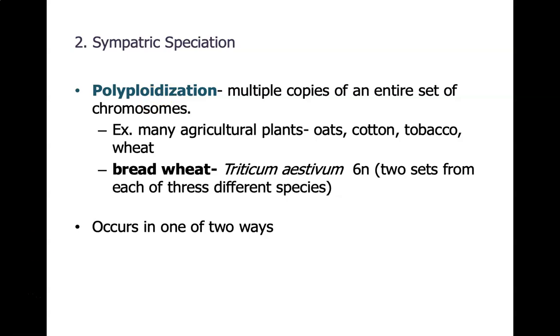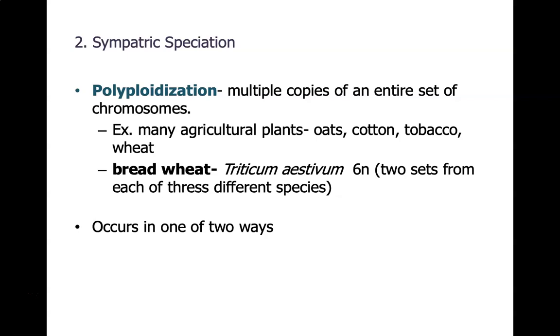So remember from our genetics unit, we were looking at organisms that were diploid and produced haploid gametes. So diploid means we have two copies of each set of chromosomes. Polyploidy means many or more sets, so more than two sets of chromosomes. This is really common in agricultural plants, oats, cotton, tobacco, wheat. For example, the most common bred wheat, Triticum aestivum, is a 6N. That means that it has 6 copies of each type of chromosome. It actually has 2 sets from each of 3 different species.